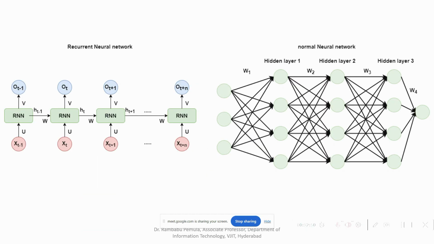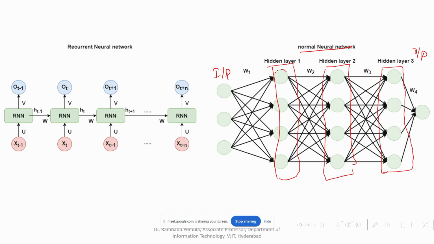Here, normally these are the inputs, and this is our output. In between, in a normal neural network, there are n number of hidden layers. This is hidden layer 1, this is hidden layer 2, and this is our hidden layer 3. Like that we have n number of hidden layers, and each hidden layer contains n number of neurons: neuron 1, neuron 2, neuron 3. Hidden layer 1 contains 4 neurons, hidden layer 2 contains 4 neurons, hidden layer 3 contains 4 neurons. Like that, it's a fully connected network.